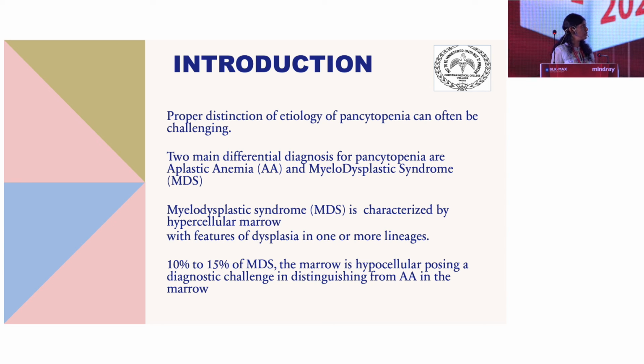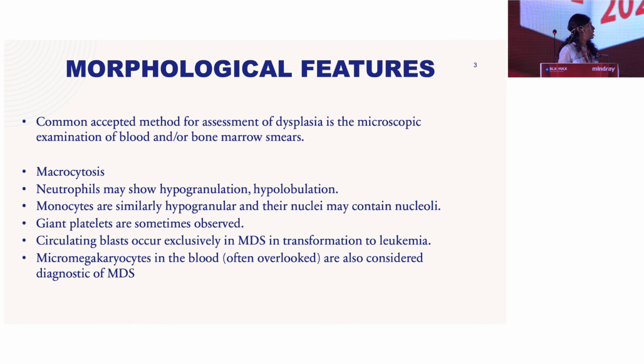Myelodysplastic syndrome is usually characterized by hypercellular marrow with features of dysplasia in one or more lineages. However, in 10 to 15% of MDS cases, the marrow is hypocellular. So this can pose a diagnostic challenge from aplastic anemia in the marrow. The most commonly accepted method for assessment of dysplasia is microscopic examination of peripheral smear as well as bone marrow.